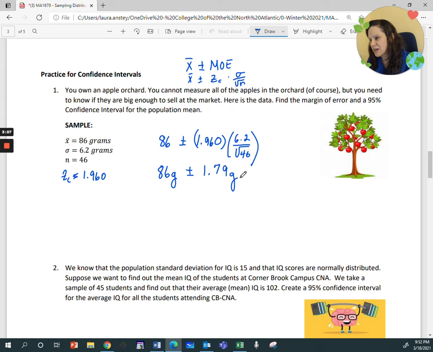Let's put that together as a confidence interval, and let's see where our mu is between. 86 minus 1.79, and we're looking at 84.21 grams. So I'm assuming that's one apple, right? It would have to be. That makes sense.